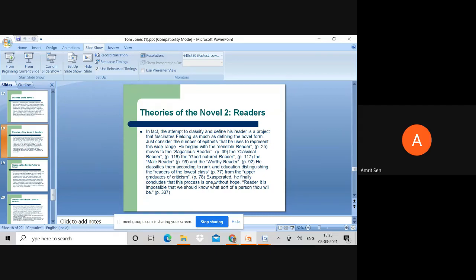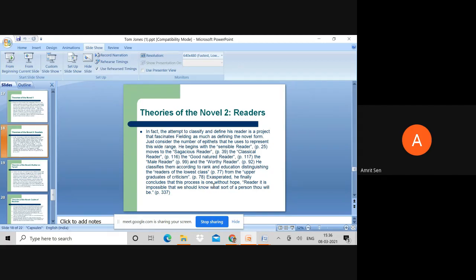Now, there are almost 42 times that Fielding refers to different kinds of readers in Tom Jones, right? So the readers can be sensible reader, sagacious reader, classical reader, good-natured reader. So these are the educated readers. Then comes the male reader, the worthy reader. So he is acutely aware that there are men and women who have different expectations from the novel. And then readers of the lowest class, the upper graduates of criticism, therefore the class identity of the readers.